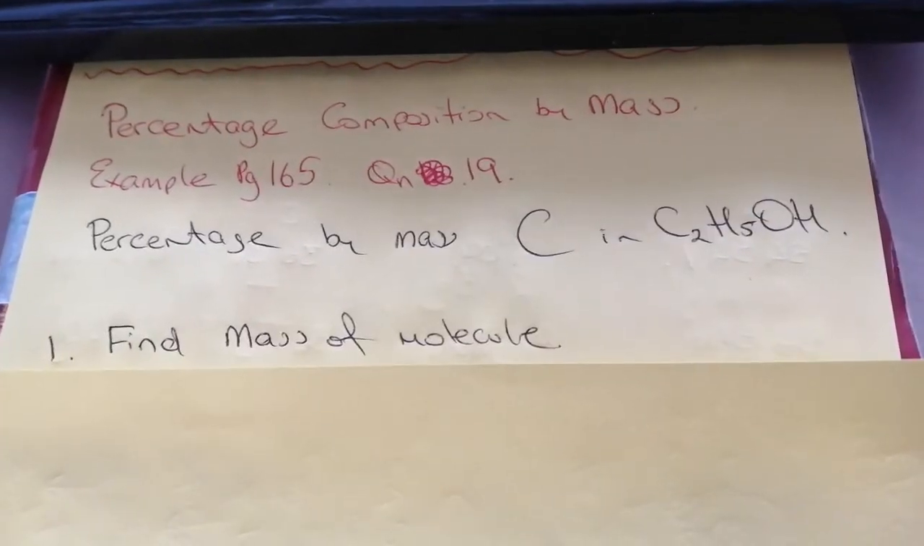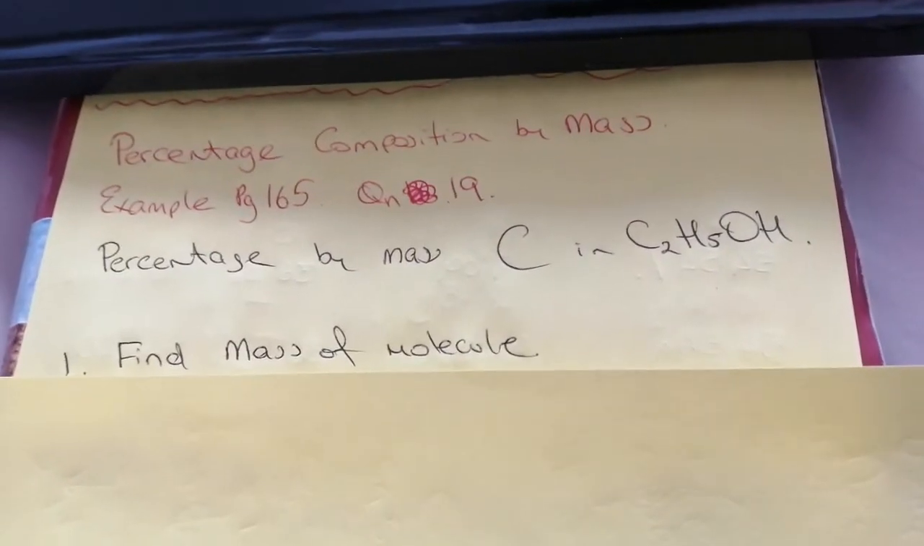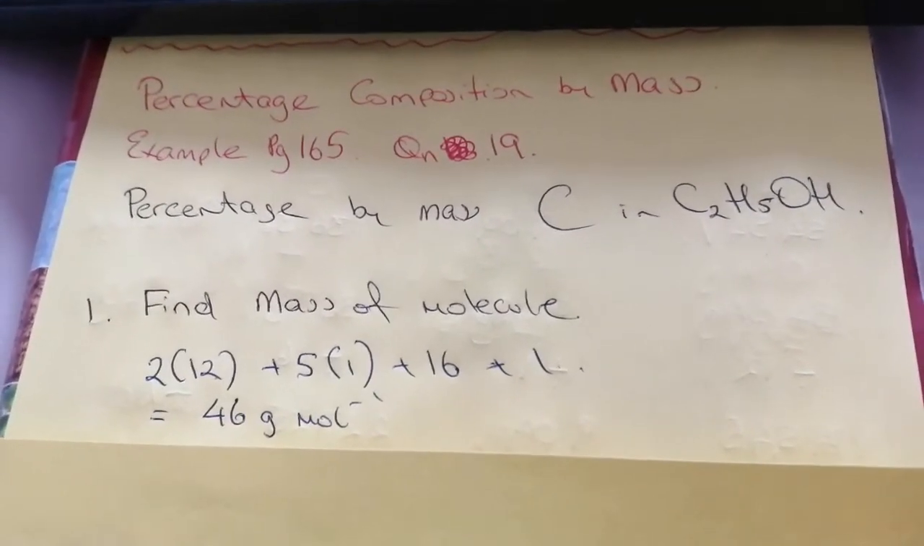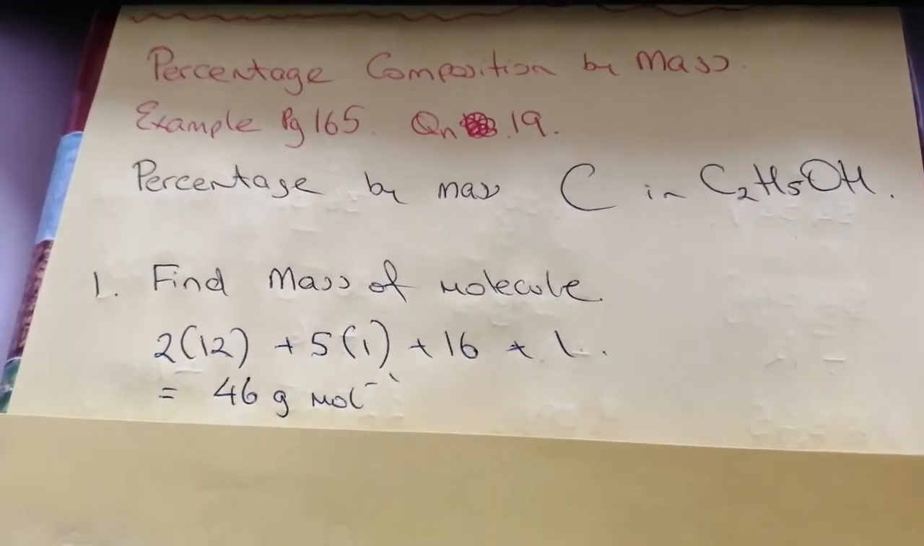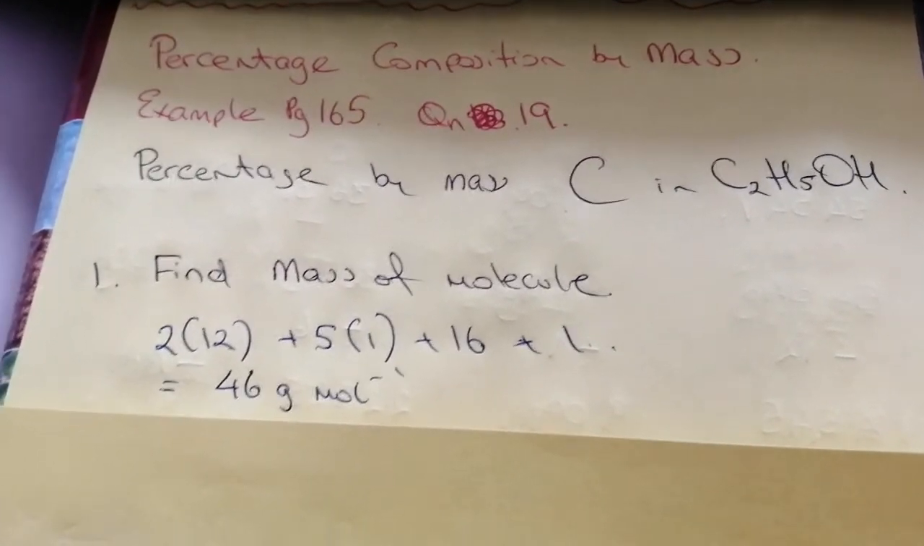The first step is you find the mass of the whole molecule. So in this case, it's the ethanol. There's 2 carbons, so that's 2 times 12, 5 hydrogens, which is 5 times 1, oxygen, which is 16, and that other hydrogen, which is 1.